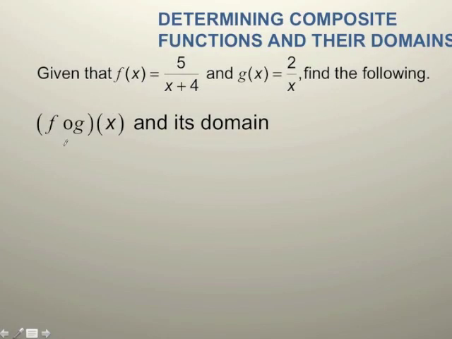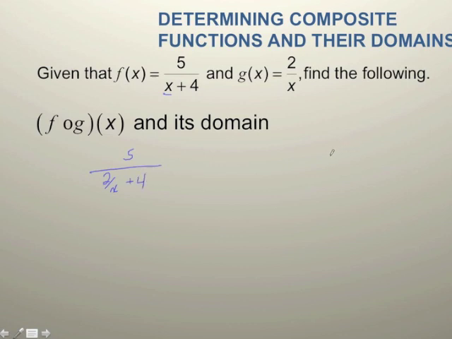First, finding the function f of g of x. We'll start out writing f of x. So 5 over, but in place of this x, we're going to put 2 over x, plus 4.